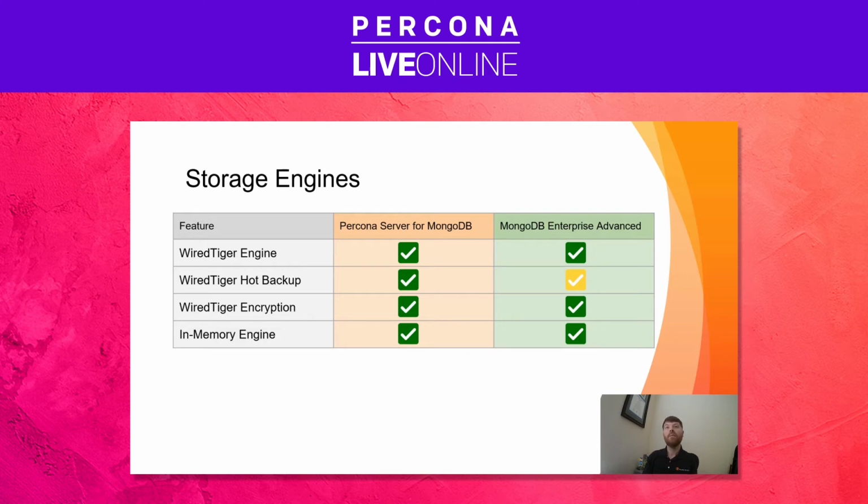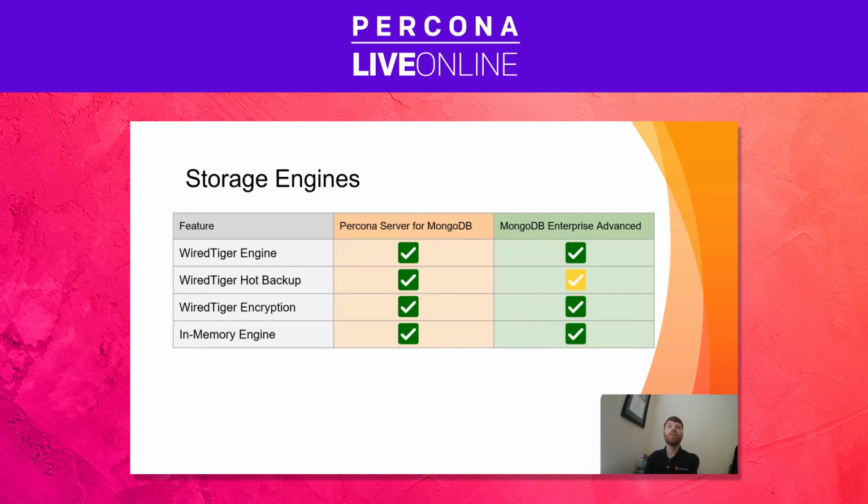WiredTiger Hot Backup is open source. It is available in the community. I did find documentation on MongoDB's website about taking hot backups, but I couldn't find any methods for taking a hot backup when I was looking into it. So that's why there's a yellow checkbox there. Percona Server for MongoDB's documentation does have that documentation, so that's why that is a green check. But I have a feeling that this functionality does work. MongoDB just maybe prefers you to use a different backup method.